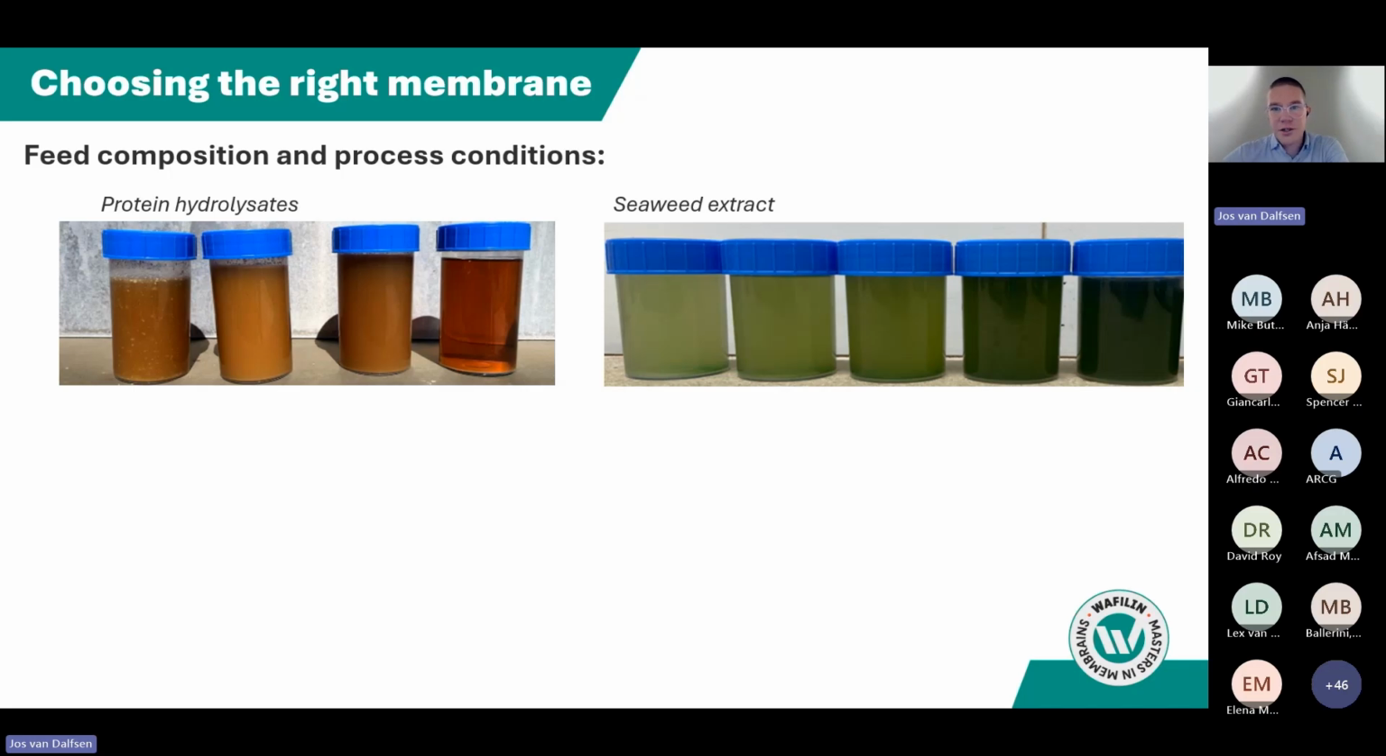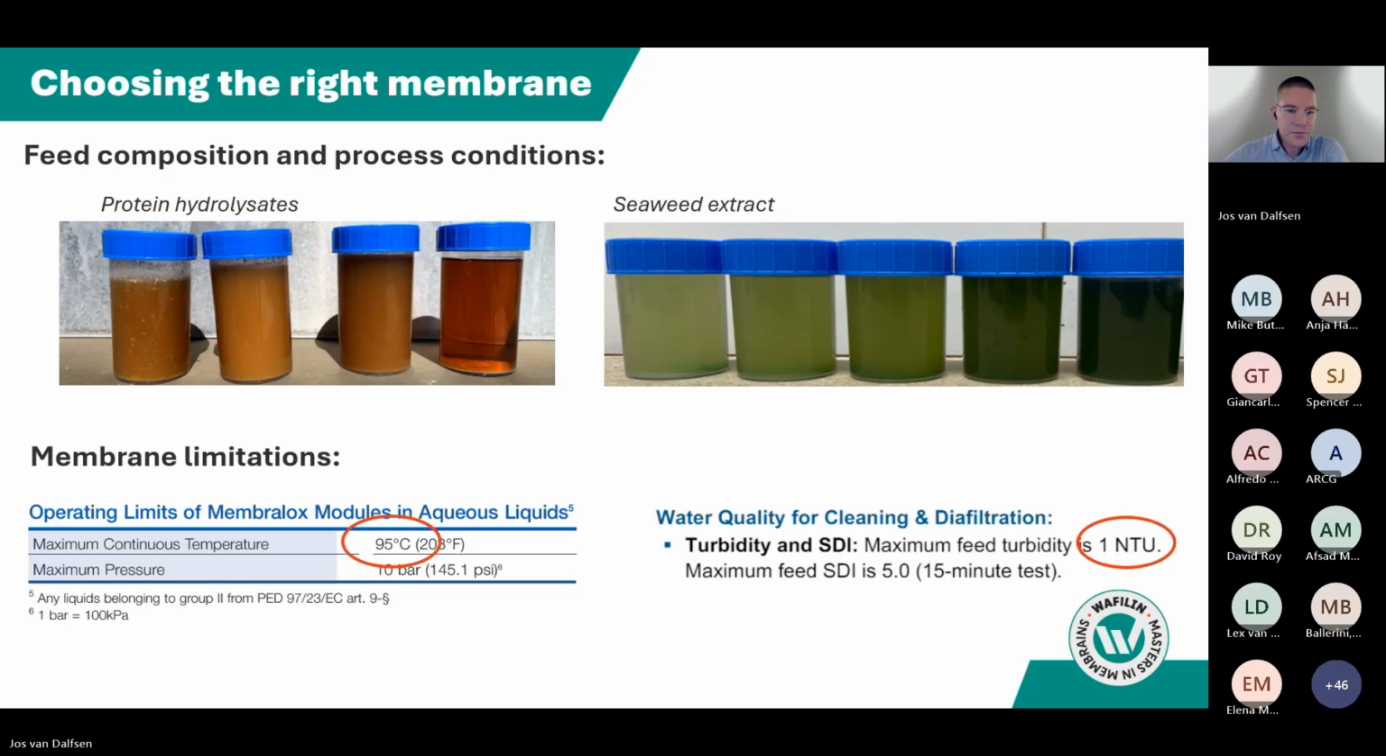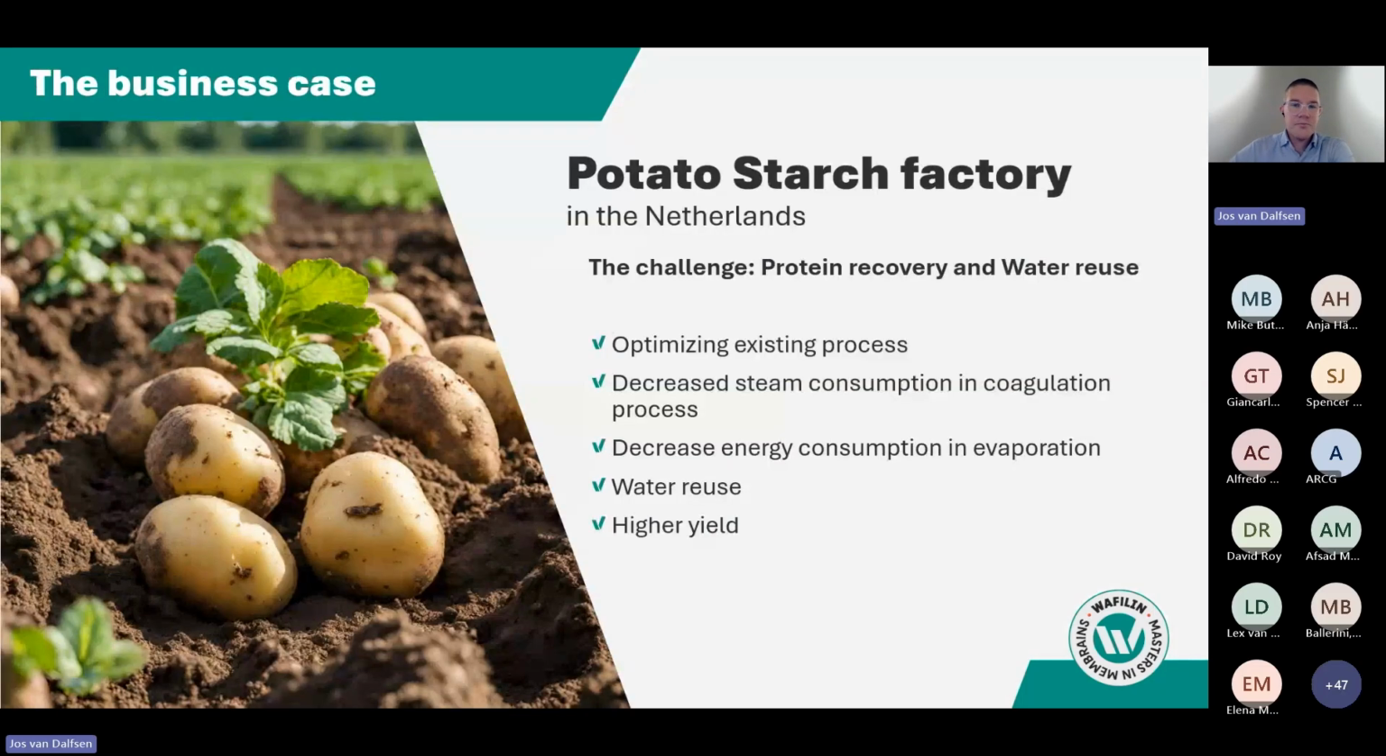On the right picture, you see a seaweed extract, higher turbidity. So spiral wounds are not a choice of membrane there. This is typically done with a Berghoff membrane in this case as well. So we look at the feed composition, the process conditions, and of course put that next to the membrane limitations that we are dealing with from different manufacturers and suppliers. So that's how we, let's say, select the right membrane per application.